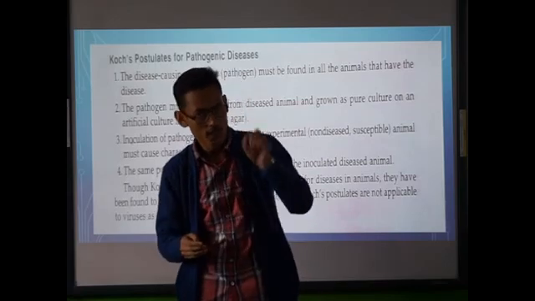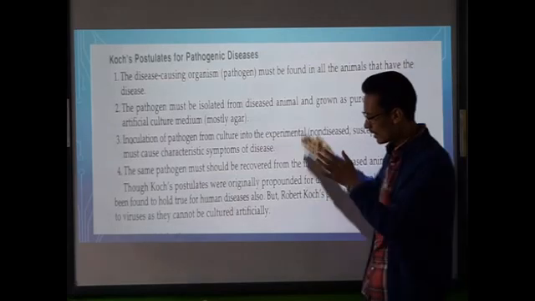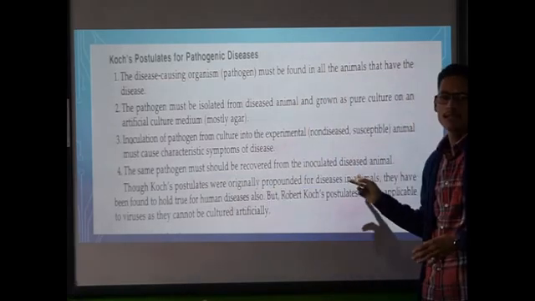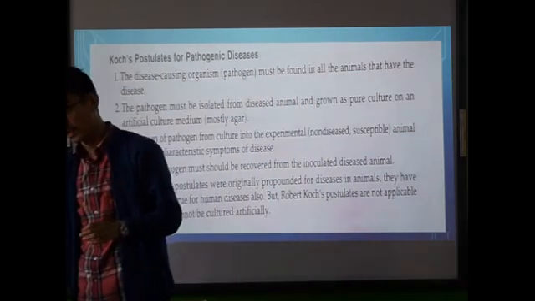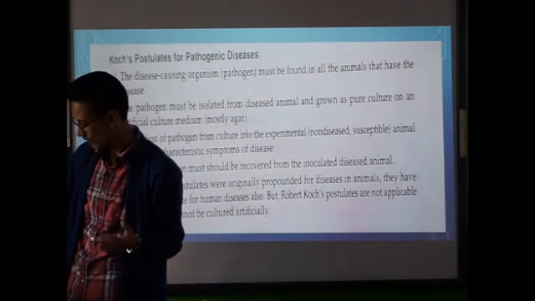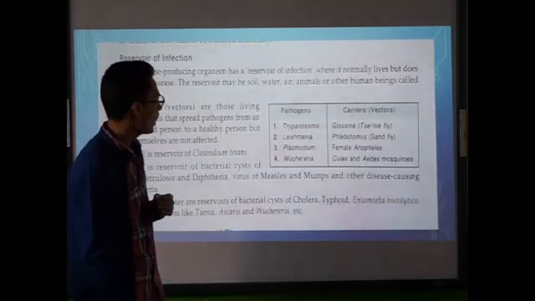And lastly, number 4, the same type of disease that is caused by the same pathogen must be recovered from the same animal. So this is the goal, postulates for pathogenic disease. And what are pathogens? Those organisms which will cause a particular disease in an organism.